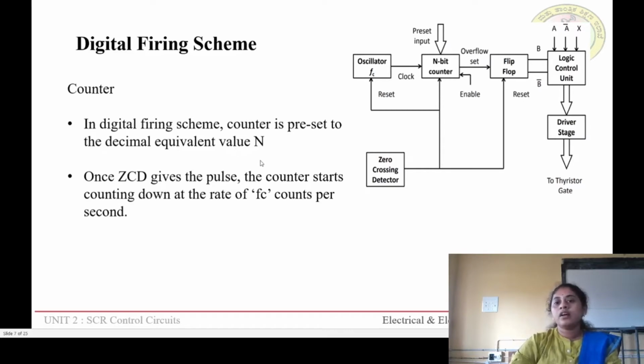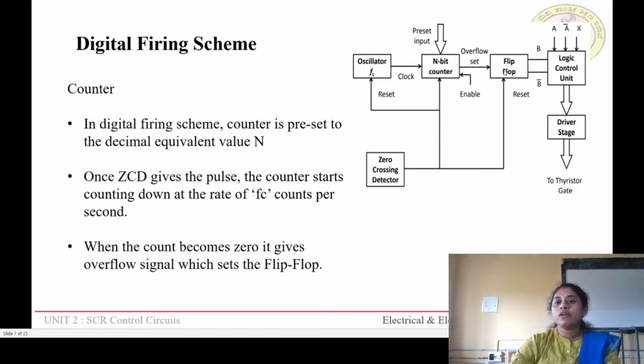Once the countdown reaches 0, it produces an overflow signal. This overflow signal is sent to the flip-flop. A flip-flop then processes this input signal and produces an output B. This output B is next sent to the logical control unit.